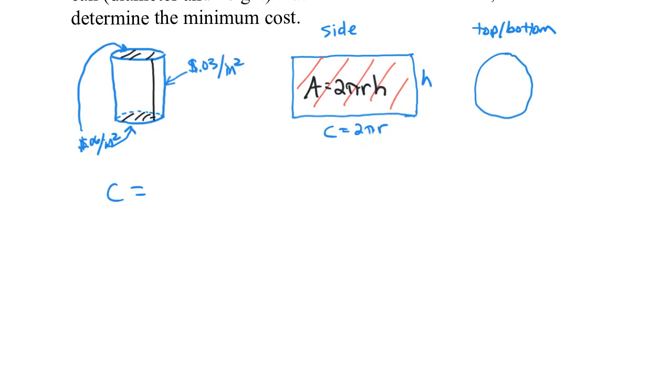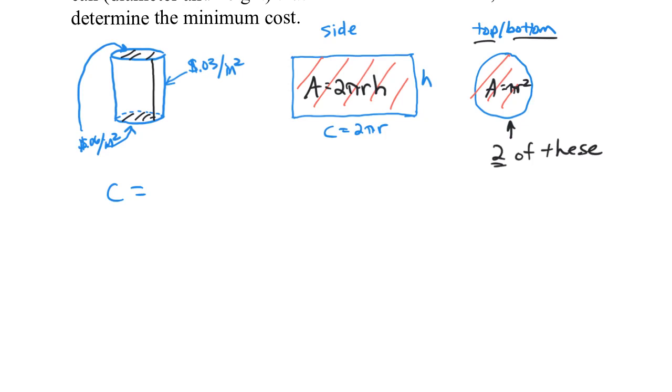And then we've got the top and the bottom piece. Well, these are circles, right? We know the formula for the area of a circle. The area of a circle is just pi r squared. So this area is going to be pi r squared. But remember, we've got two of these because we've got the top and the bottom. So we've got two of these areas.